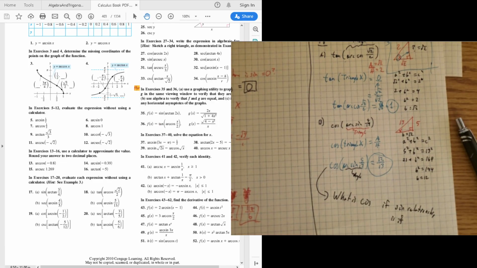There are a couple questions that do ask you to actually do it with a calculator. So if you look here, for example, use a calculator to approximate the value. Use that, okay? Make sure it helps you. All right.